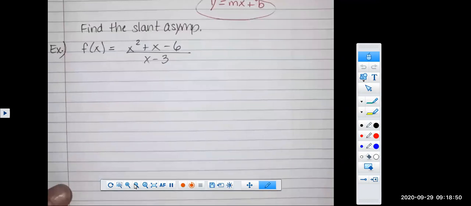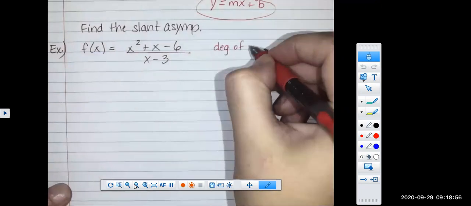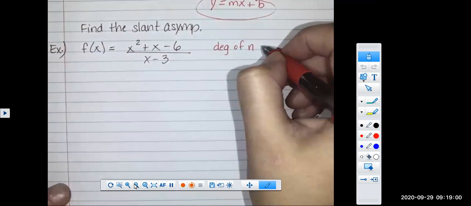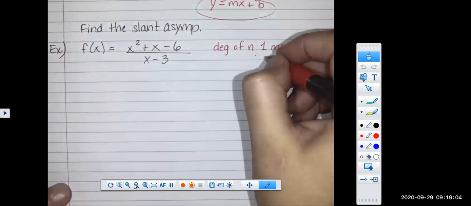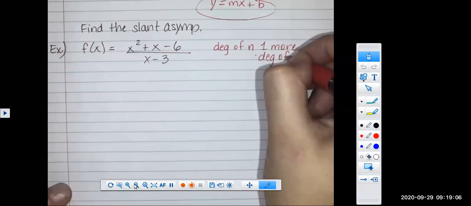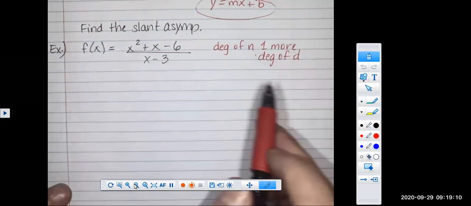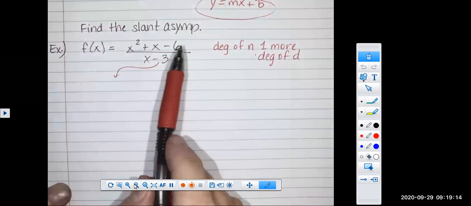Okay, so the first thing you check is your degree of numerator: is it one more than the degree of denominator? And yes, it is. So that's the case. The degree of numerator is one more than the degree of denominator. Now, what you do is you do the opposite. Remember, of course, this is your divisor.